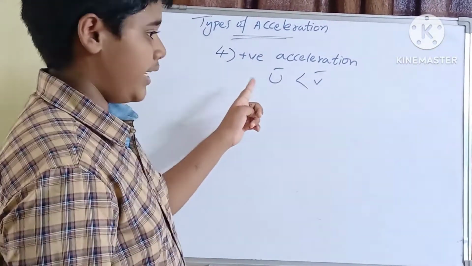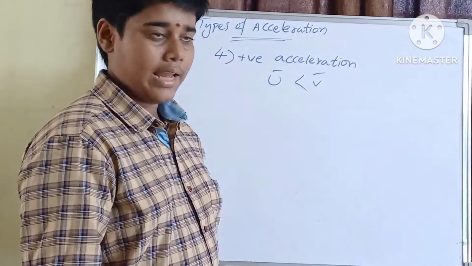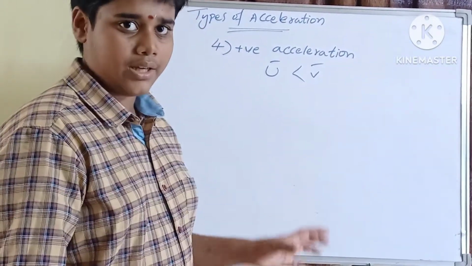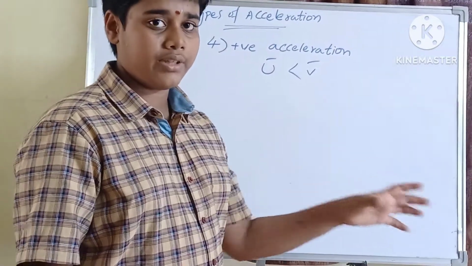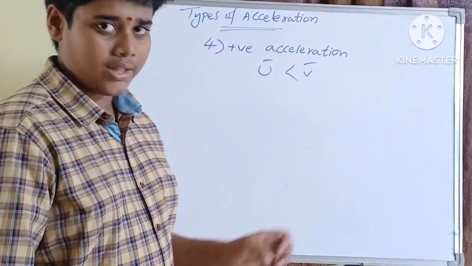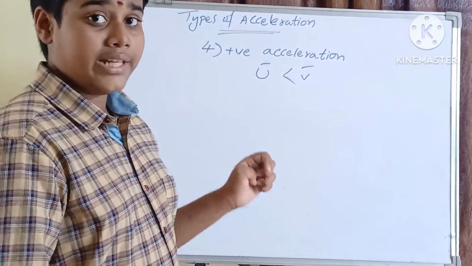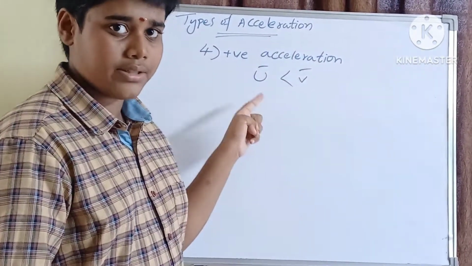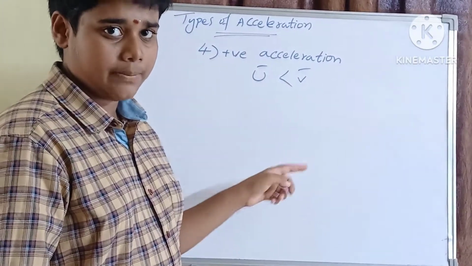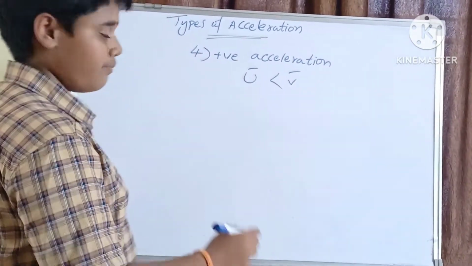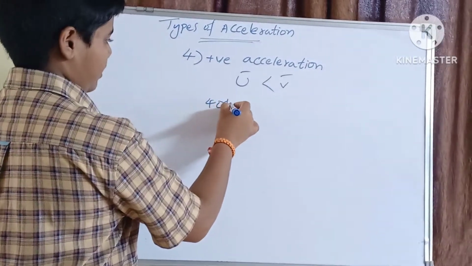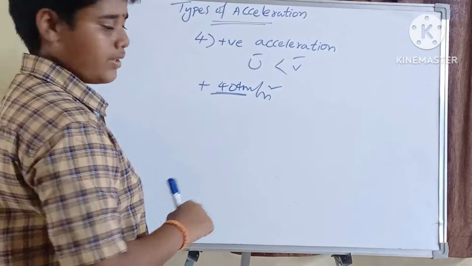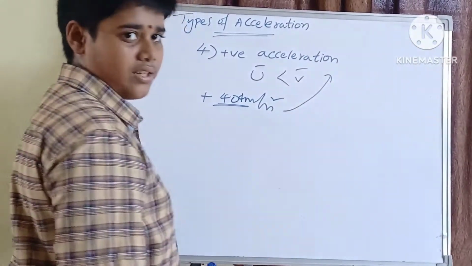For example, a car is at rest and moving with 40 km/h in 1 hour. So in that, initial velocity is 0, final velocity is 40. So 40 minus 0, 40, and time is 1, so 40 by 1, 40 kilometer per hour square. So here acceleration is positive. So this is a positive acceleration.